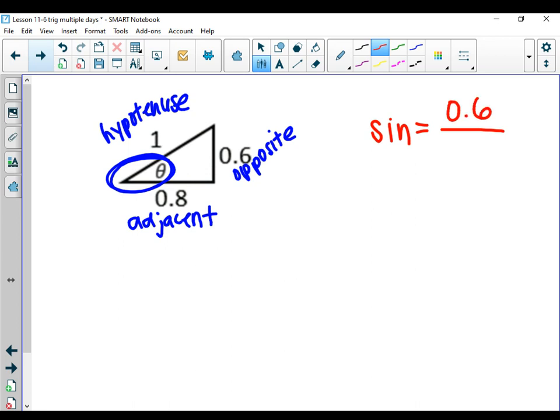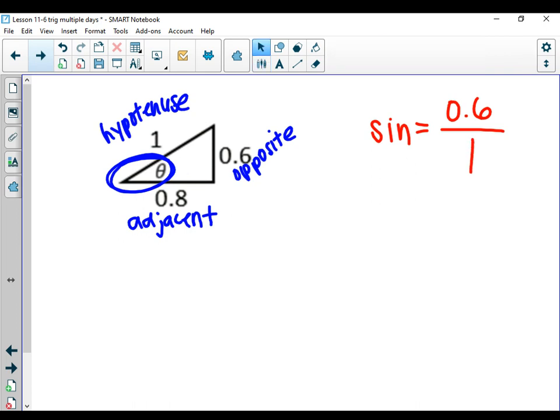Opposite. Zach Boyd, what's the bottom of sine? Here's the bottom. Hypotenuse, what number did you write for your hypotenuse? 1. He had it all written down.